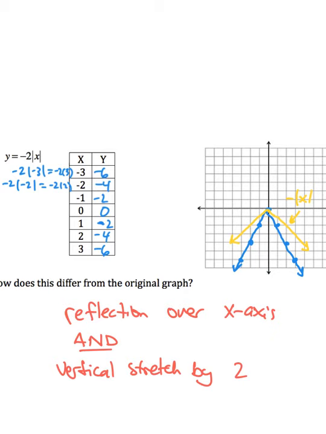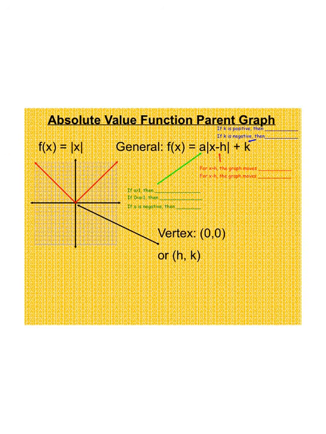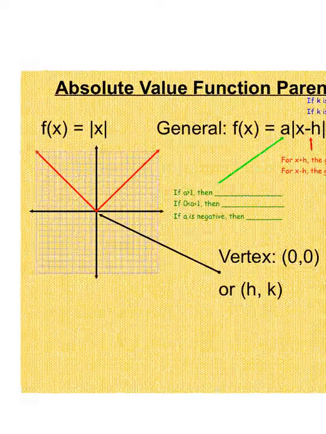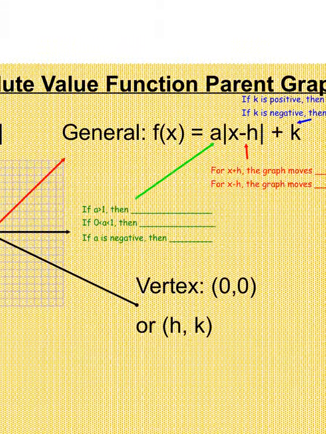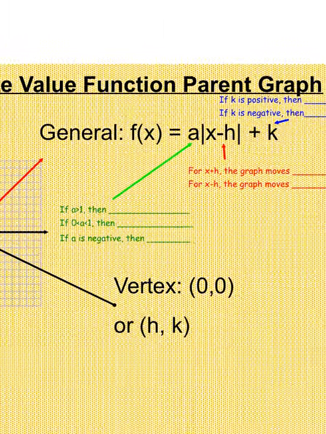So this is a marathon note session. Apologize it's taking so long, but let's summarize everything we've learned so far. It's a lot to take in. So the parent function is over here in red. That is just absolute value of x. And then let's talk about what happened with all of these transformations.